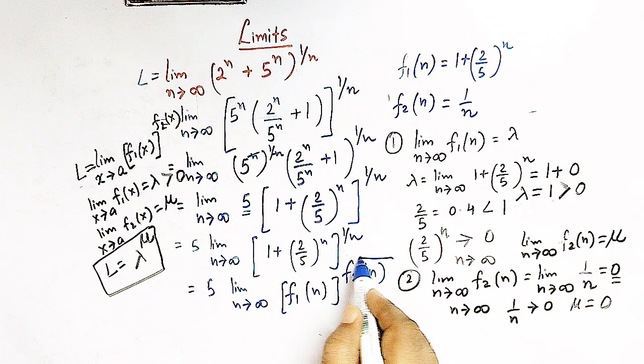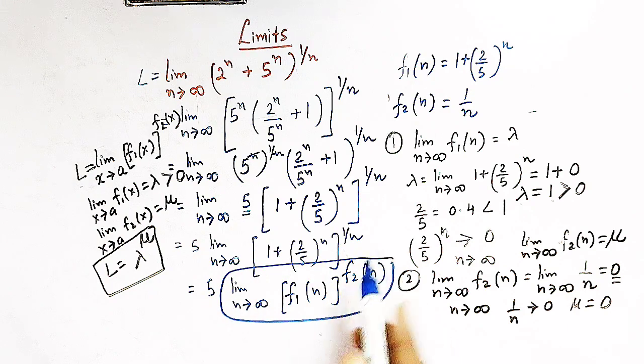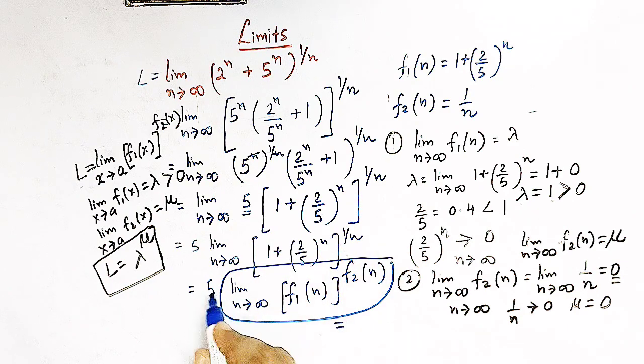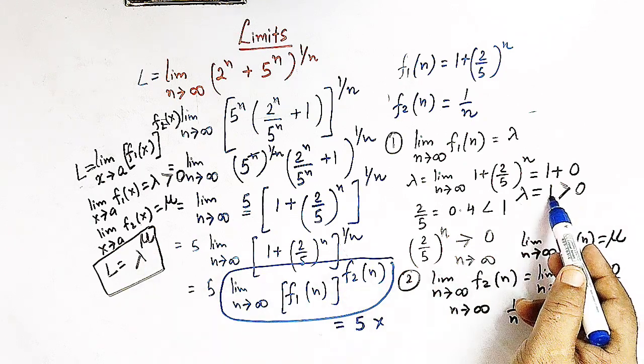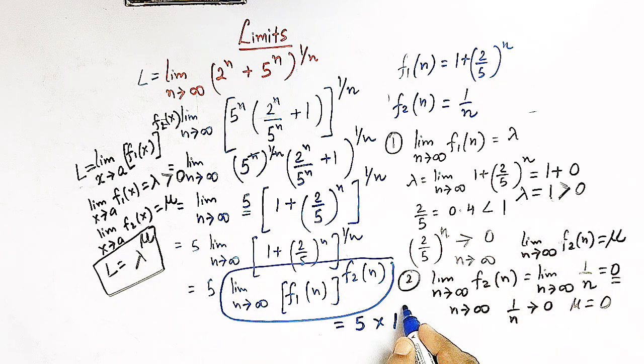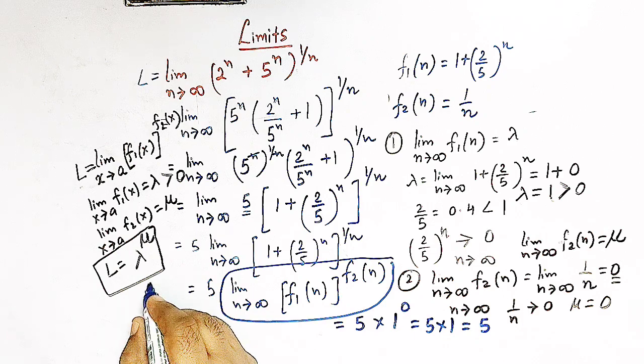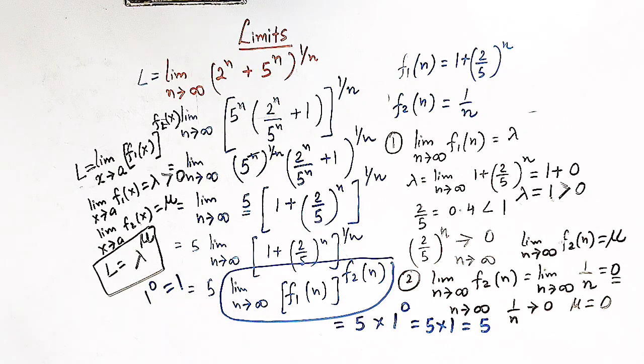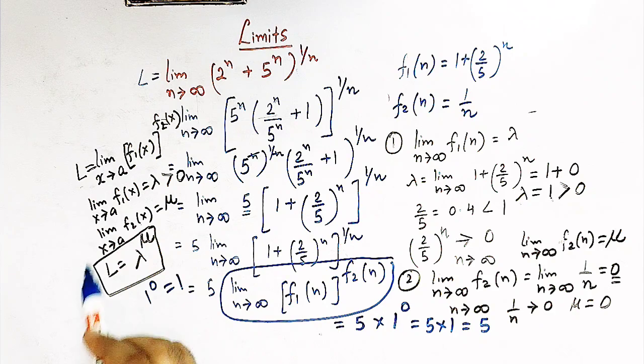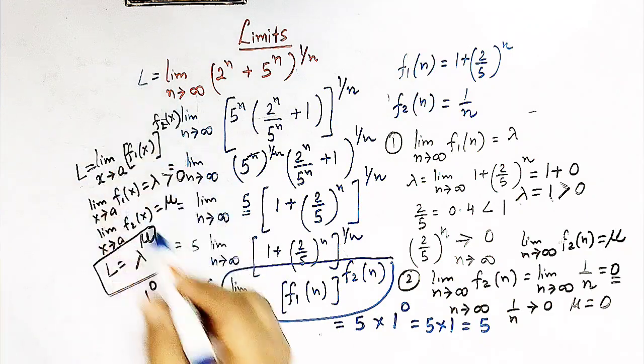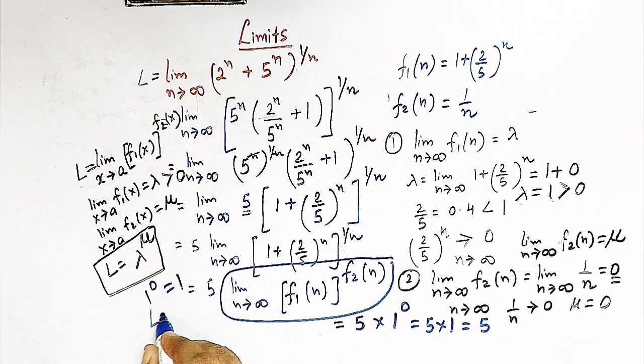So now the value of this limit is given by the factor 5 times lambda raised to mu, and here we have 1 and mu is 0, so this is 5 times 1, that is equal to 5, because 1 raised to 0 is equal to 1. So viewers, due to this result, the value of the given limit L is equal to 5, right?